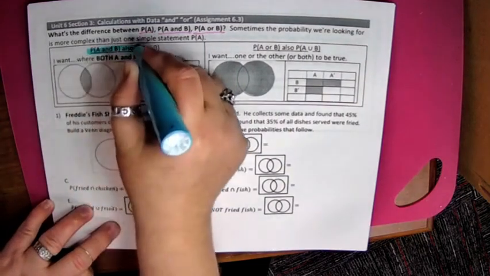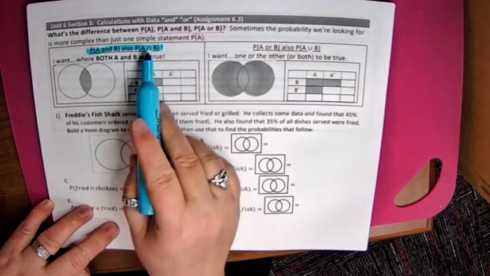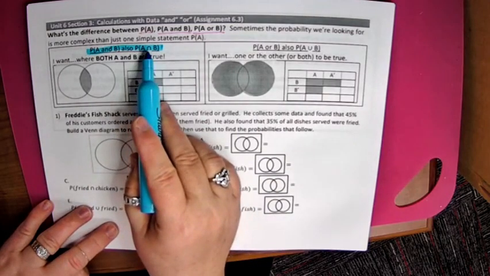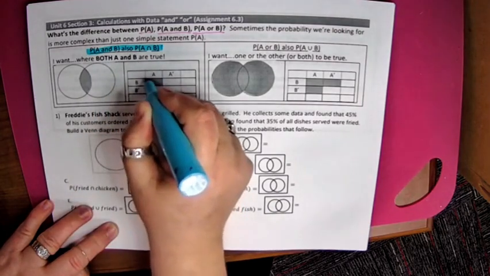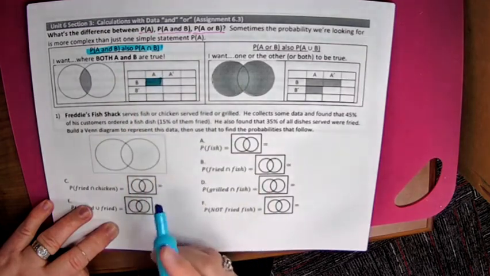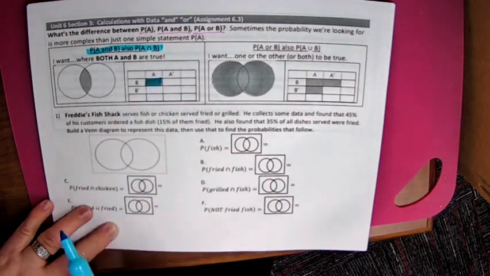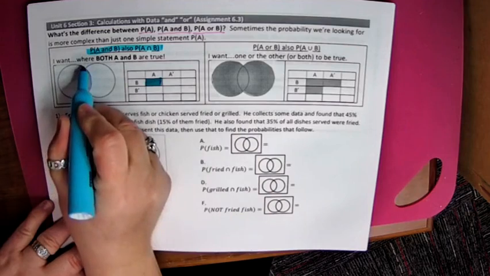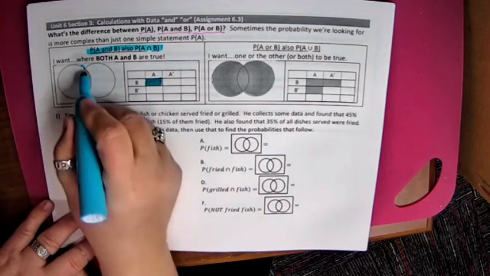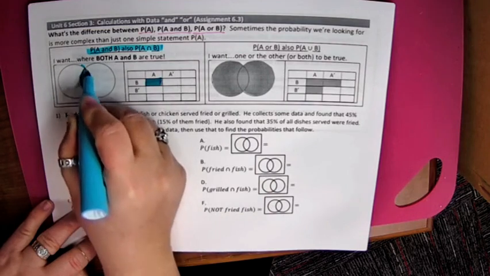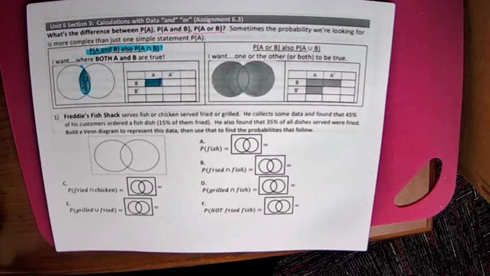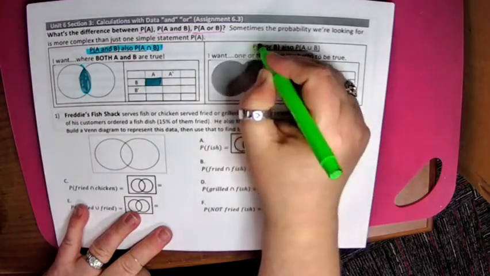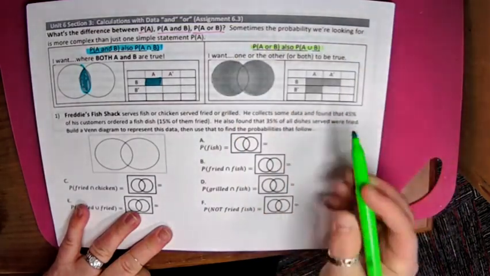This probability, we'll write mathematically with that upside down U. That says that it has to be in both groups, so both A and B are true. In a two-way table, we'll see it about here. That means this is true, that is true. On a Venn diagram, what we mean is that it has to be in both circles, so it's where they overlap.